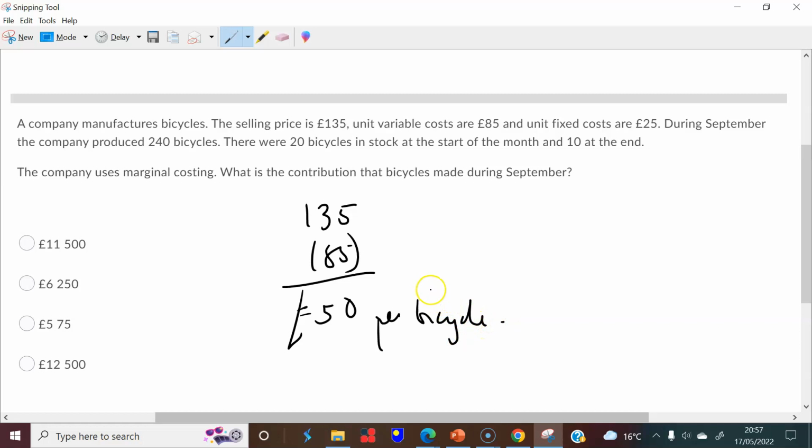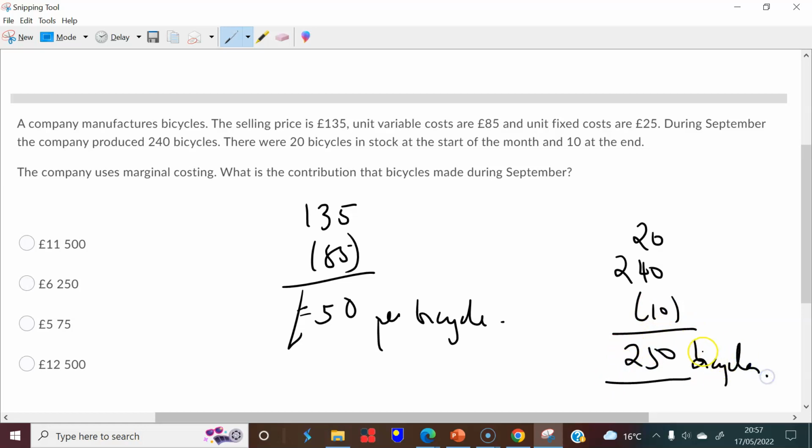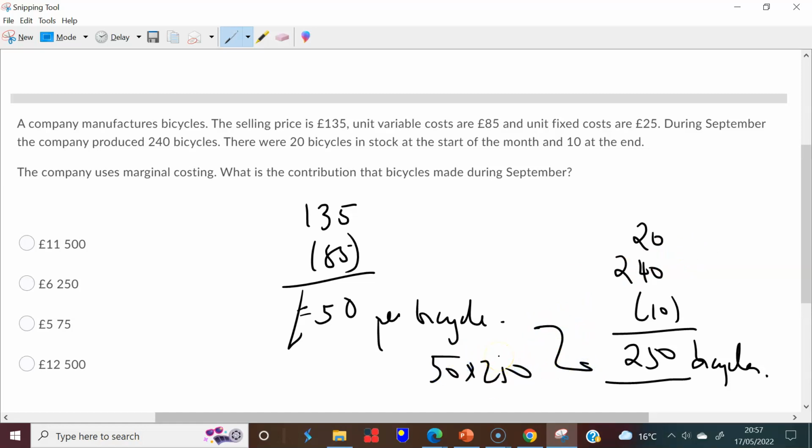And it says that during September the company produced 240 bicycles. So there were 20 bicycles at the start of the month. They produced another 240, and at the end of the month they had 10. So it means that they actually sold 250 bicycles. So if they sold 250 bicycles, the question here is what is the contribution for that number of bicycles? And that's, of course, the 50 times 250.